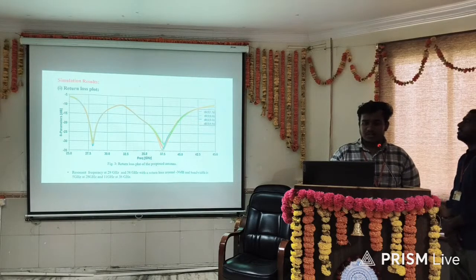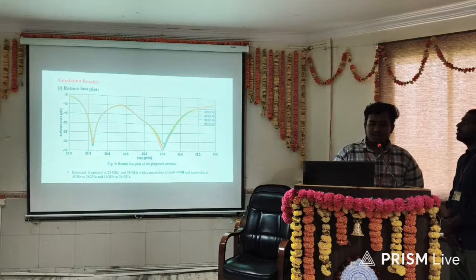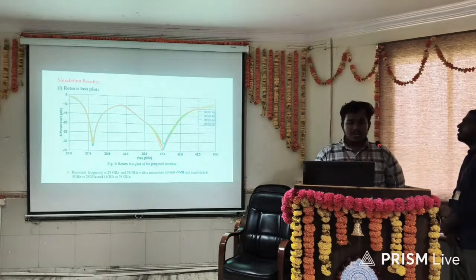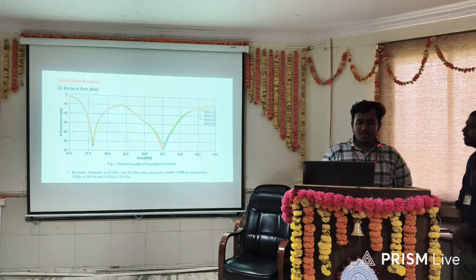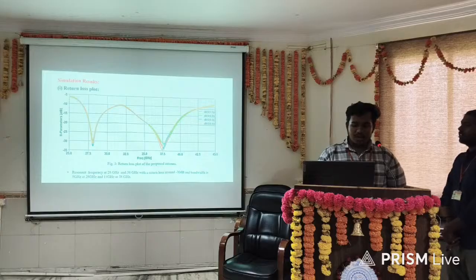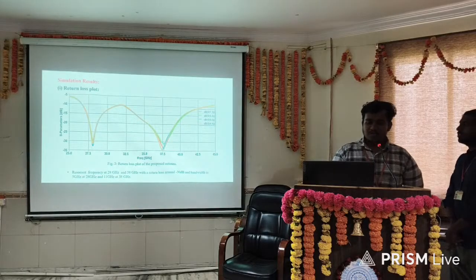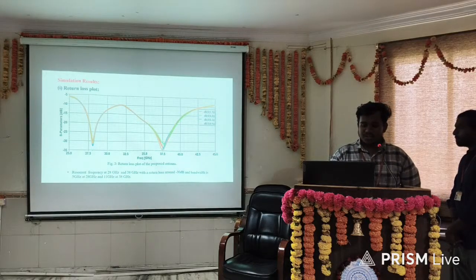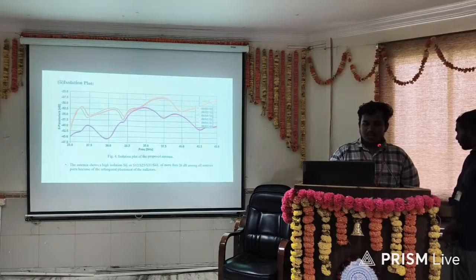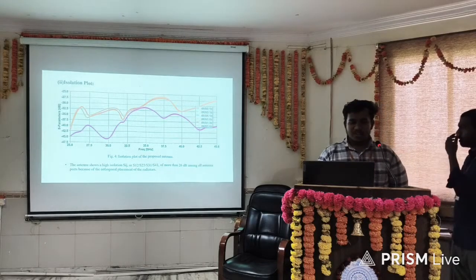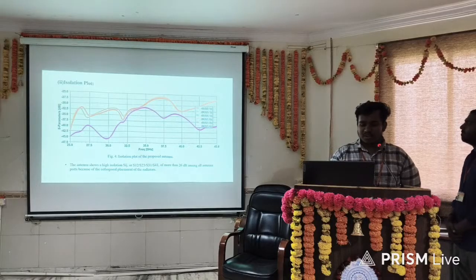Now we are going to cover all the simulation results. Return loss represents how much power is reflected back to the antenna. It has achieved more than minus 30 dB at both 28 and 38 GHz. It offers a 26 dB isolation, which represents the mutual coupling between the antennas.